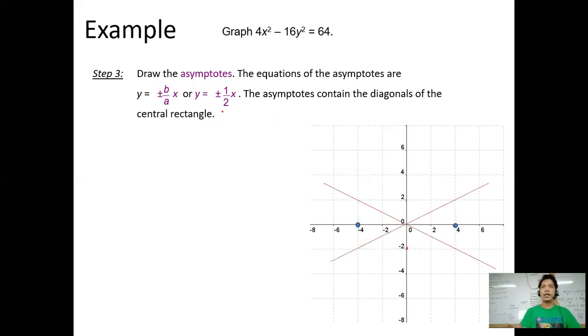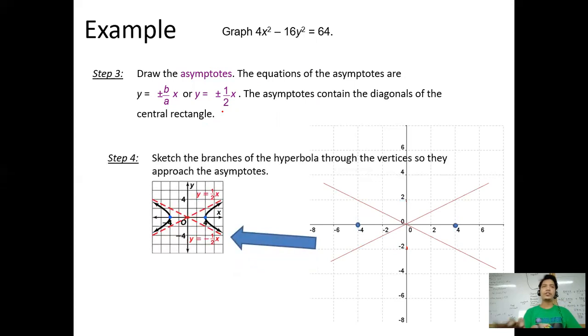Then, mag-drawing tayo ng ating hyperbola dito sa side na to. So, ito yung magiging parang itsura niya. So, okay. So, sketch the branches of the hyperbola through the vertices so that they approach the asymptotes. Yan. So, ito na po yung naging itsura ng ating hyperbola.